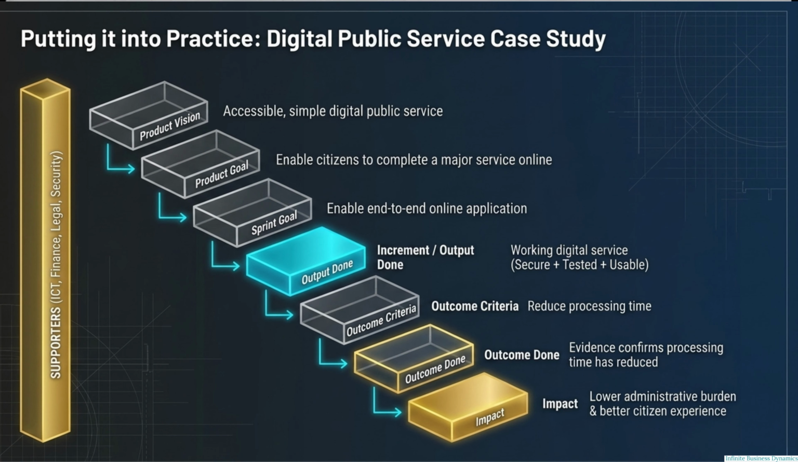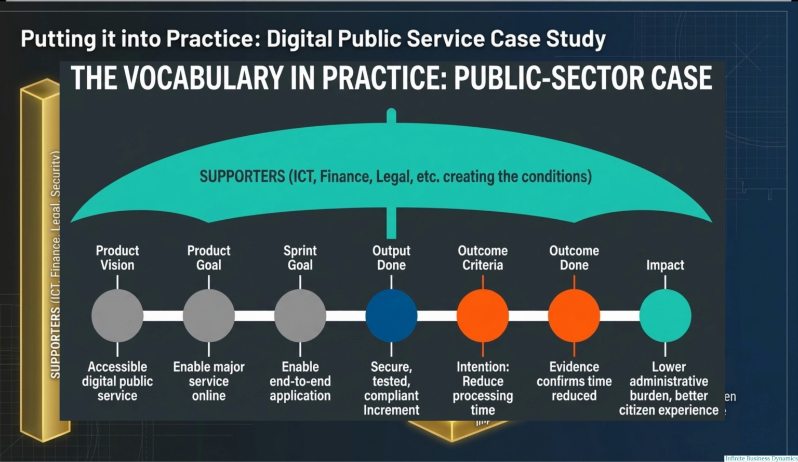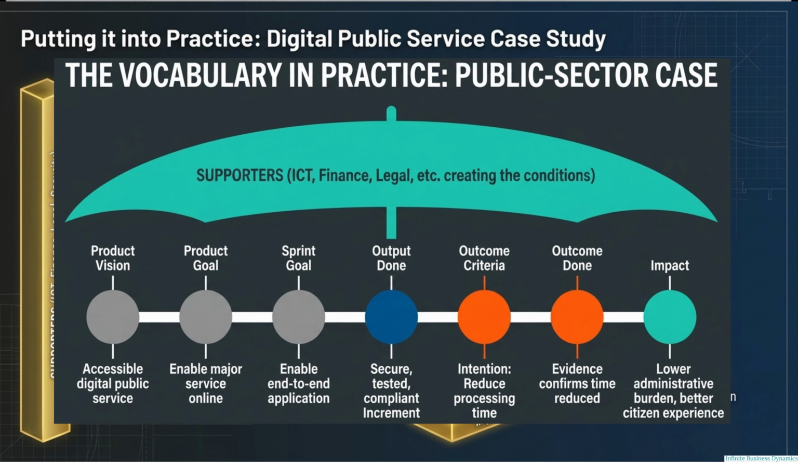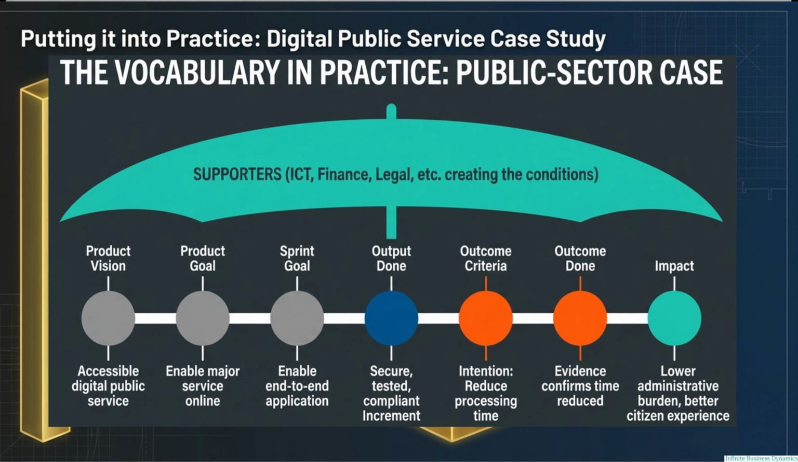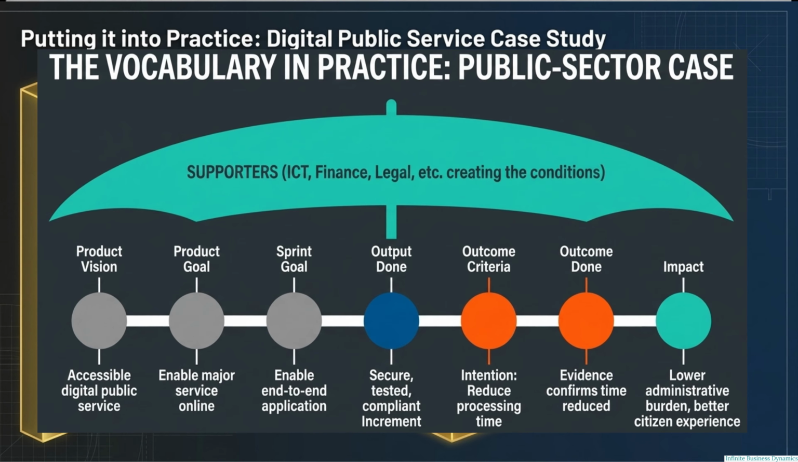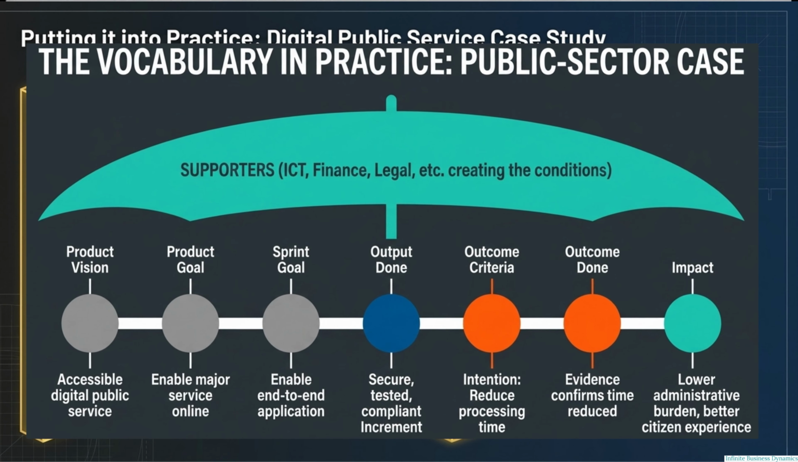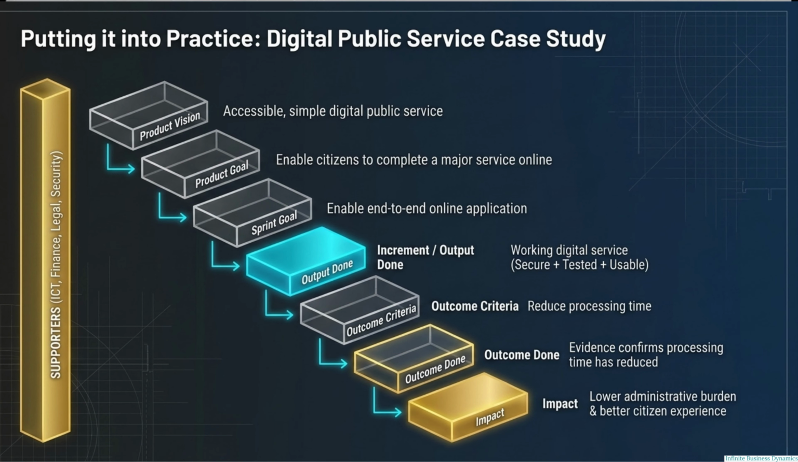Let's trace the golden thread of a digital public service to see how this works in the wild. We start broad at the top with the product vision and goal to enable online service completion. Then we move down to the sprint goal, delivering a working digital service that meets that output done standard. But the thread doesn't stop there. We use outcome criteria to achieve outcome done, proving that processing time actually went down, which ultimately validates the true impact we were after, a much lower administrative burden and a profoundly better experience for the citizen.